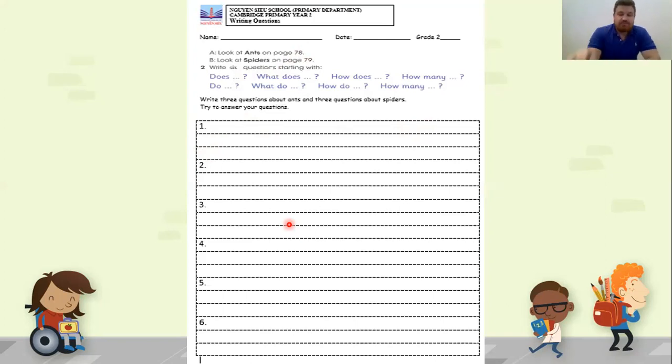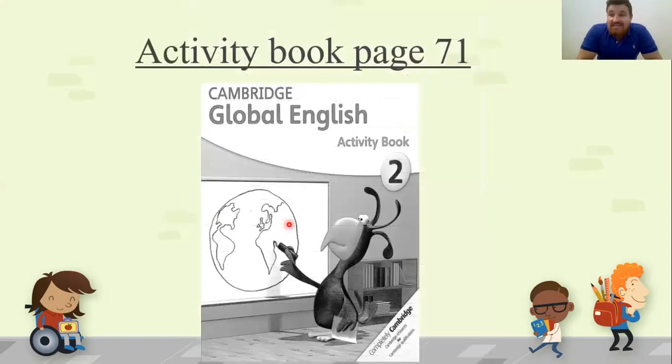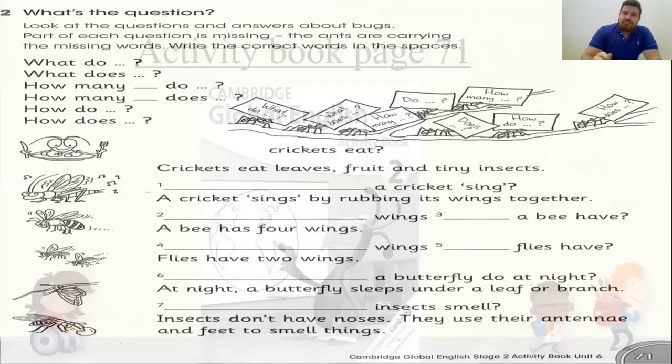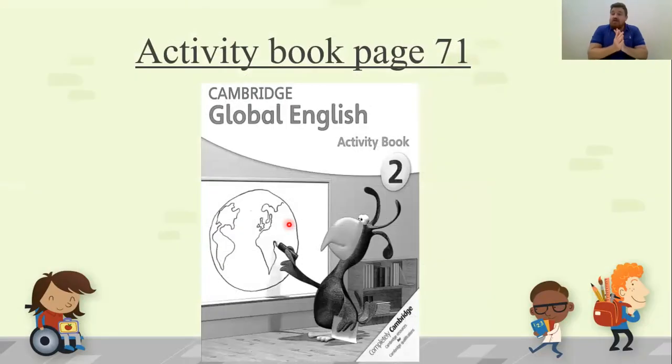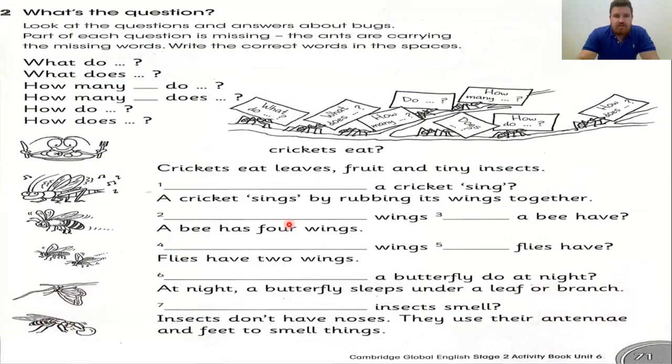Okay, listen and learn. We are going to do our activity book, page 71. All right, so take out your activity book now, page 71. Open it. All right, I will count down from 10, 9, 8. If you need more time, press pause. 7, 6, 5, 4, 3, 2, 1. Okay, good job, everyone. Now, look at the questions and answers. So now we are going to look at the answers, okay? And that will help us to make the questions.